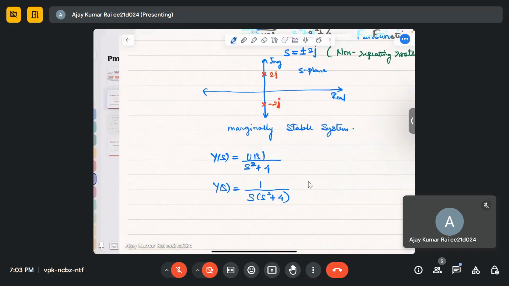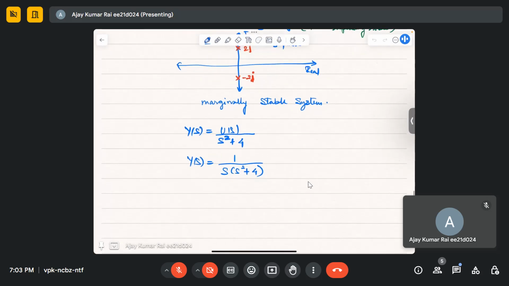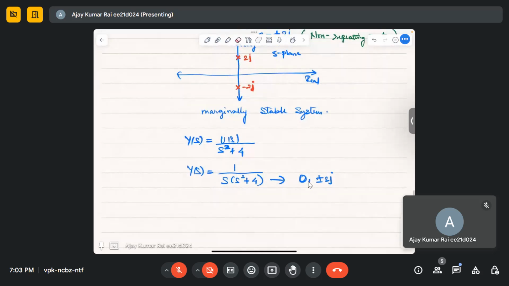For a particular question, s into s plus 1, what can we get? Let us find the poles here: 0 and plus minus 2j. So these are non-repeating poles, right? Again, I have written, these are non-repeating roots.